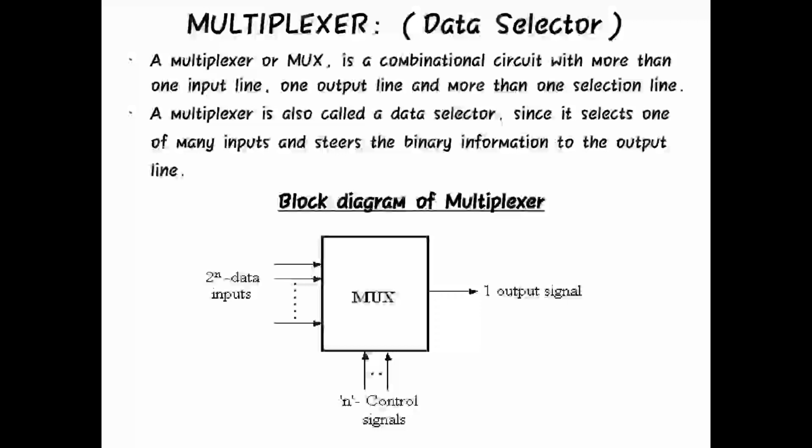For example, if you have three variables A, B, C, how many combinations will we get? We'll get 8 combinations. So these three, A, B, C, are select inputs. 8 combinations are nothing but data inputs. A multiplexer is also called a data selector since it selects one of many inputs and steers the binary information to the output line. That is, it selects one of the inputs and gives us the output.